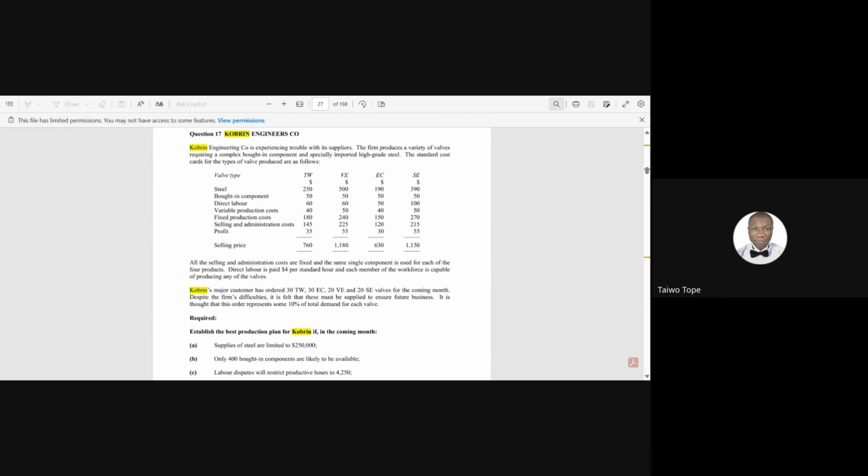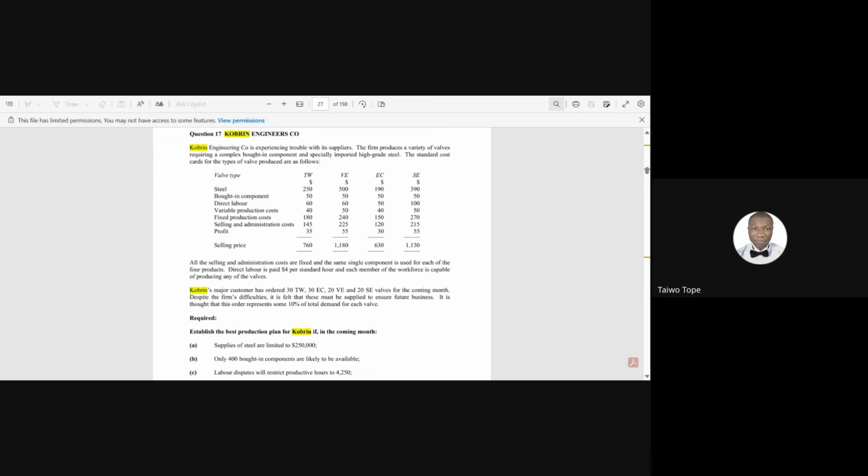Cobrin's major customer has ordered 30 TW, 30 EC, 20 VE, and 20 SE valves for the coming months. Despite the firm's difficulties, it is felt that this must be supplied to ensure future business, because this customer is a special customer. No matter the circumstance, I just have to satisfy this customer to ensure continuous business relationship. So irrespective of the difficulty I'm facing as an organization, I will have to satisfy this customer first.